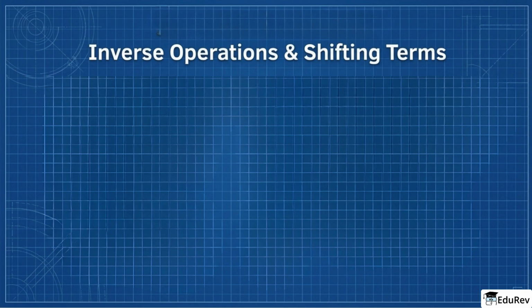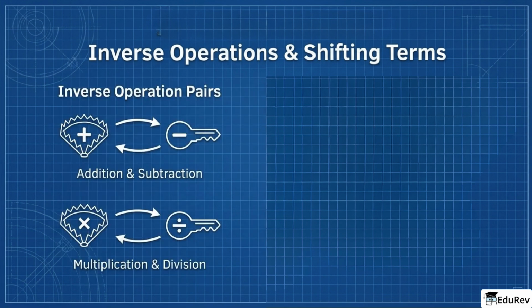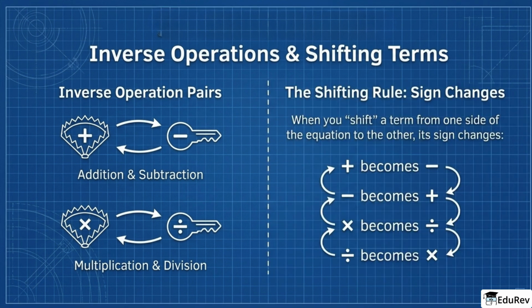Here is the real key. Every operation has an opposite partner. Addition and subtraction cancel each other. Multiplication and division cancel each other. And when a number shifts from one side of the equation to the other, its sign changes. So plus becomes minus, minus becomes plus, multiply becomes divided by, and divided by becomes multiply. That's the main secret of transposition.